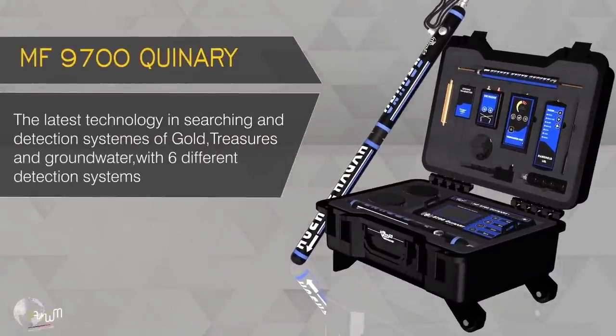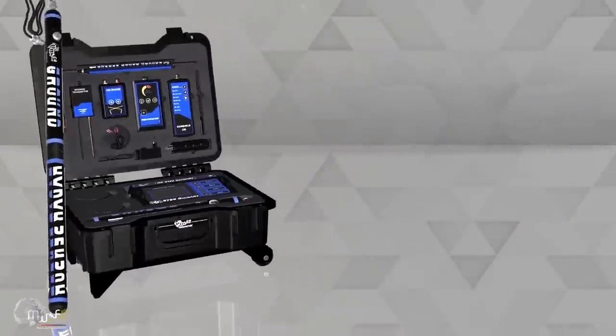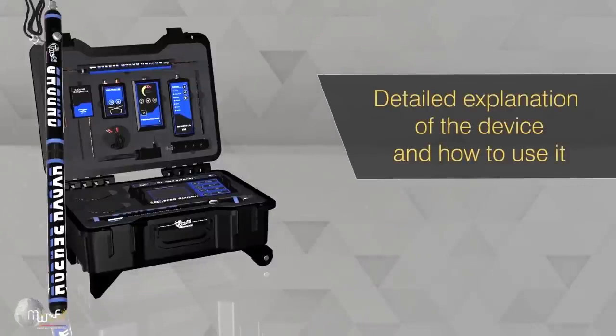MF9700 QUINARY, the latest technology in searching and detection systems of gold, treasures, and groundwater with 6 different detection systems. We will provide you a detailed explanation of this device and how to use it.